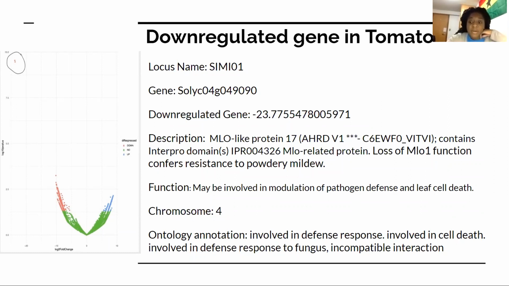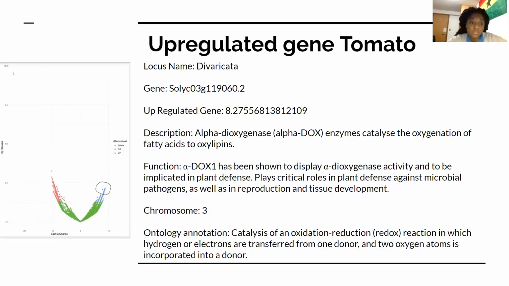Also, looking at this downregulated gene in tomato under the drought condition, this gene is significantly downregulated and codes for a protein involved in defense response and protection against mildew infection. When looking at the upregulated gene, this plays a critical role in the plant defense against microbial pathogens as well as in reproduction and tissue development.